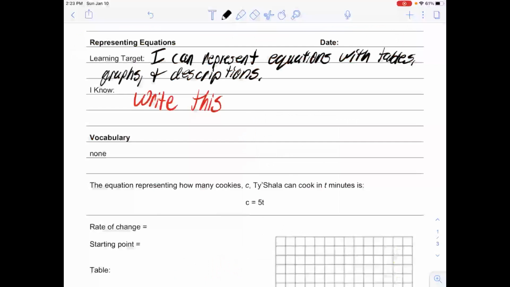For today's video, we are talking more about equations, what they mean, how to use them, how to think about them, and all of that. So our learning target is I can represent equations with tables, graphs, and descriptions.